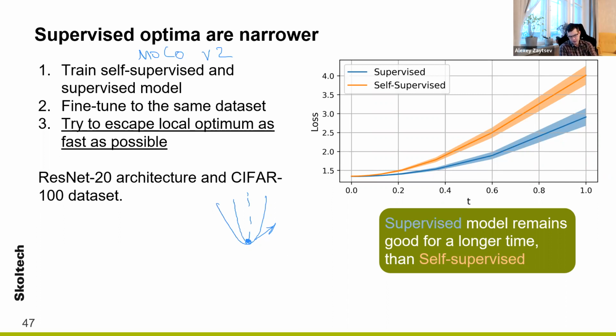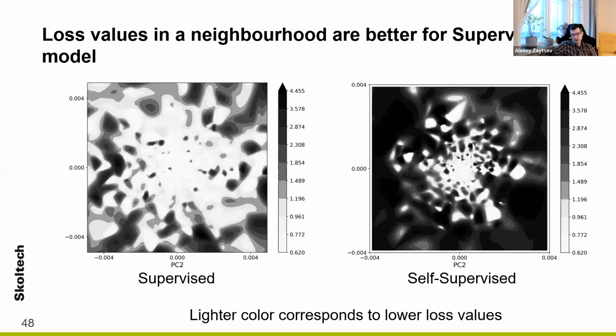It means that when we draw the projection of this optimum for self-supervised and supervised, we say that for supervised we have a wider optimum. So we have different characteristics of the optima, and for self-supervised it is a bit worse.